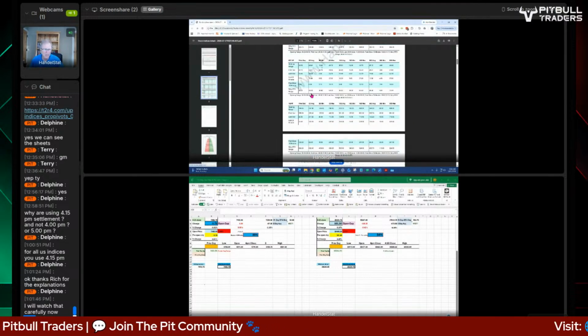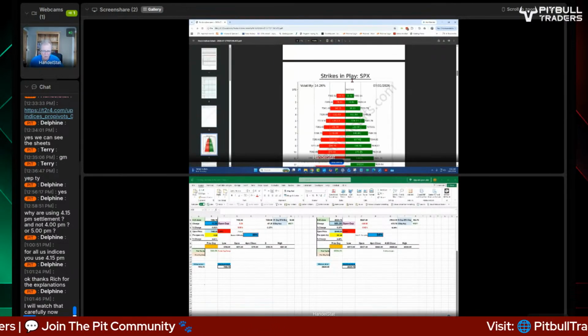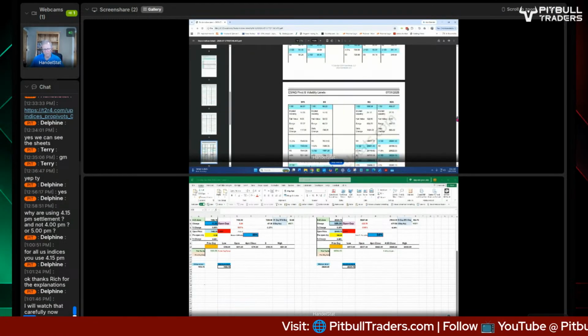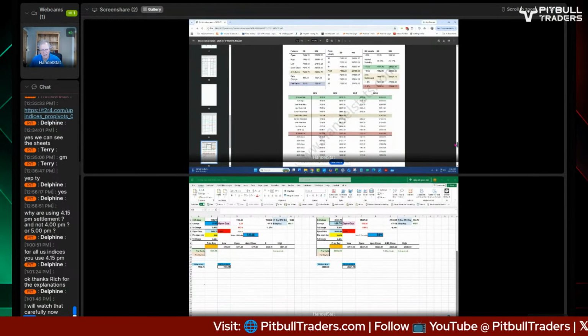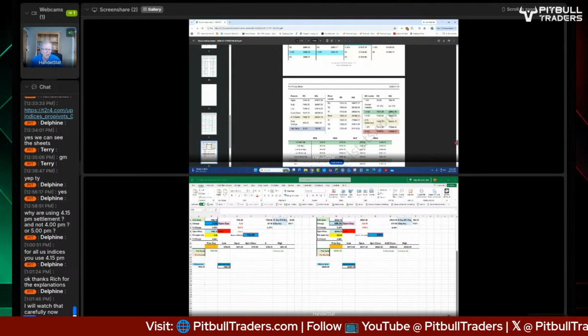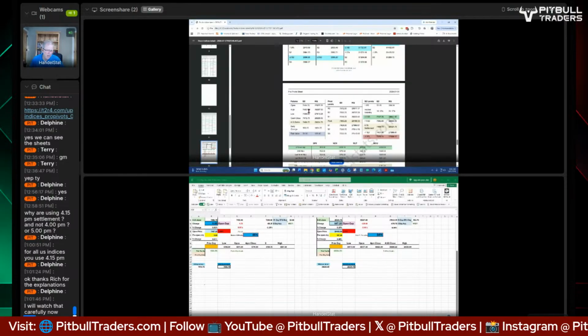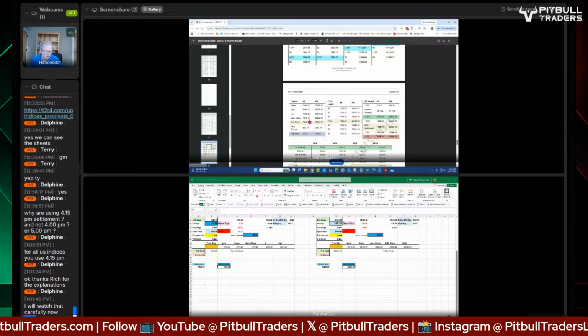Now, let's just scroll down here and look at this page 13. Right here, so here's yesterday's open, high, low, close, cash close.